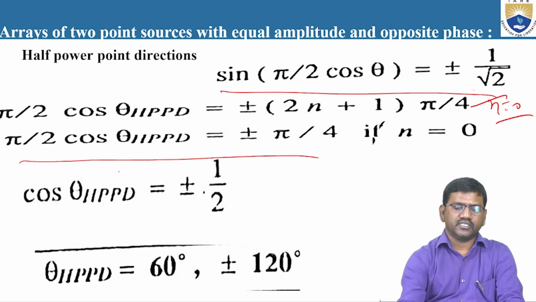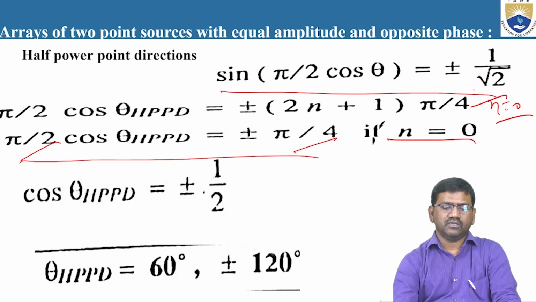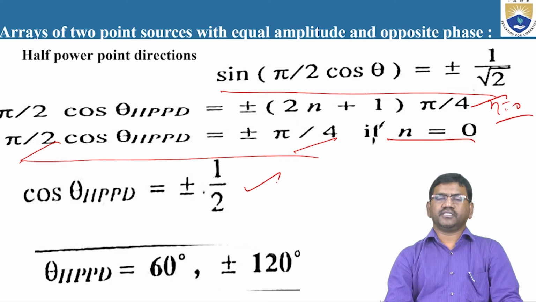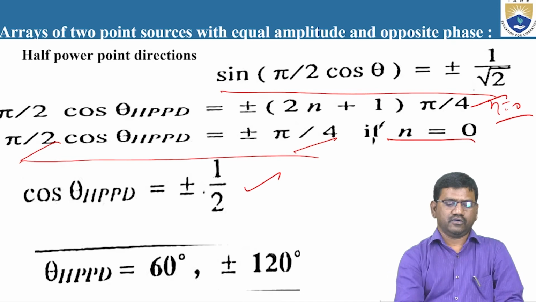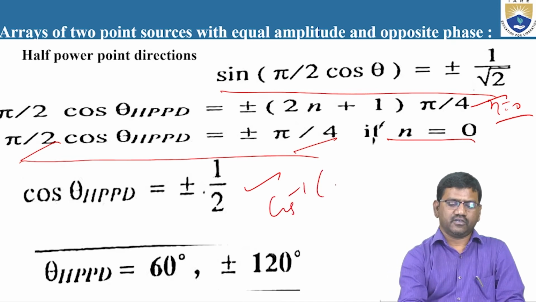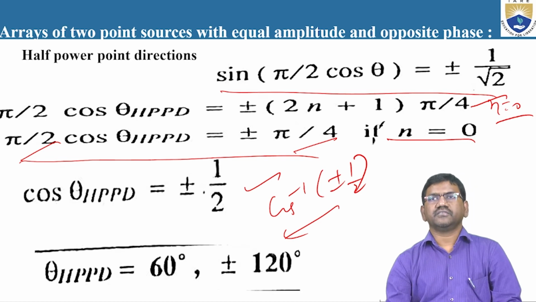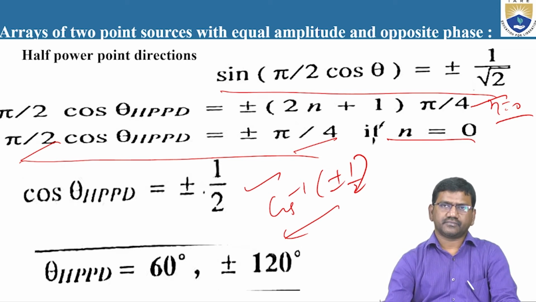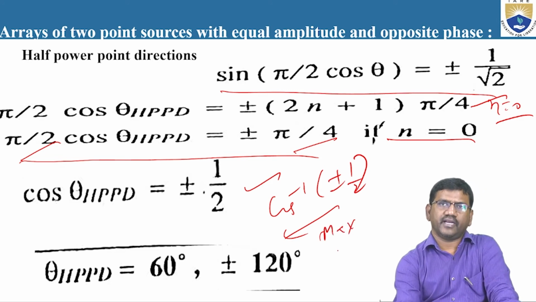If we further simplify, pi by 4 and pi by 2 cancel here, and you will get cos theta HPPD is equal to plus or minus 1 by 2. So from this, cos inverse of plus or minus half, we know that it is 60 degrees and 120 degrees. So cos inverse of plus half and cos inverse of minus half is equivalent to 60 degrees and plus or minus 120 degrees.